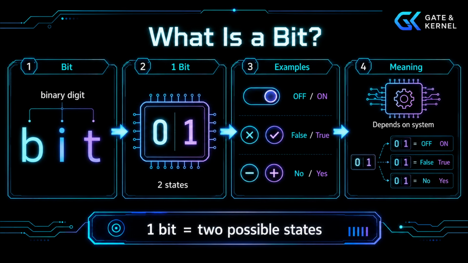Chapter 3. What is a bit? The smallest basic unit of digital information is the bit. The word bit comes from binary digit. A bit can contain only 0 or 1. So one bit has exactly two possible states. 0 might mean off and 1 might mean on. Or 0 might mean false and 1 might mean true. The meaning depends on the system, but the bit itself still has only two possible values.